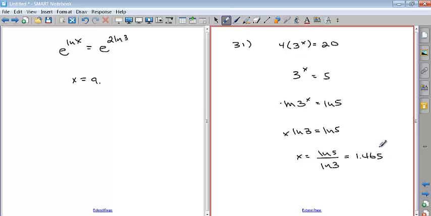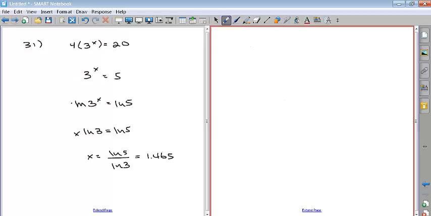So if you go back to the original equation, you take 3 to the 1.465, which is 5 times 4, you get 20. So that's true. So I'm checking my answer. Okay, 34.